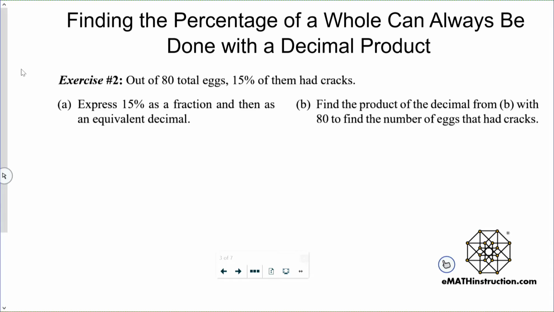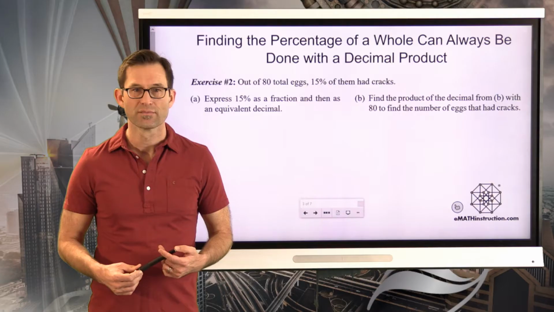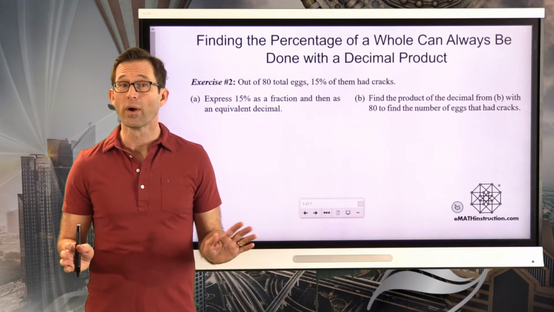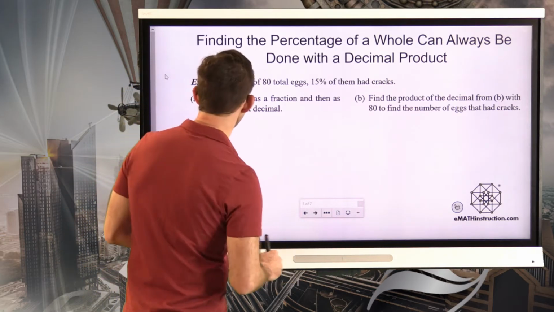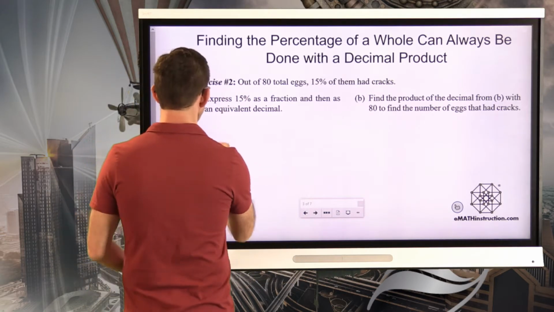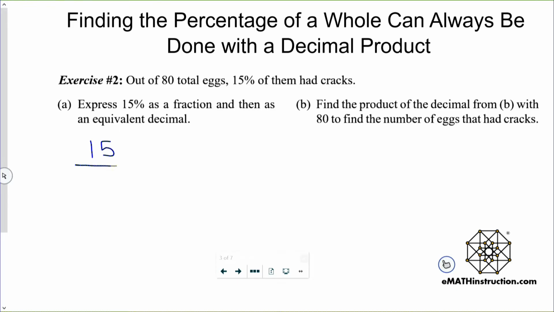Out of 80 total eggs, 15% of them had cracks. Express 15% as a fraction, then as an equivalent decimal. All right, so this is really quite simple, right? Let's first express 15% as a fraction. Well, that's about as easy as it gets, 15/100ths. But what is this as a decimal?